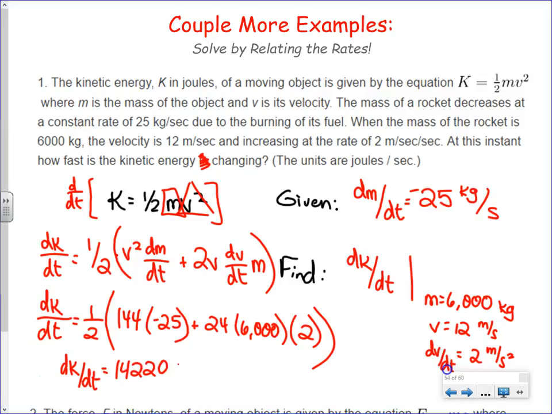142,200. Wait, why'd you put negative 25? Because it said the mass is decreasing. And then we can just say joules and be done with it. Perfect, joules per second. Nice. Energy is measured in joules, and time is measured in seconds, and then we're good to go.